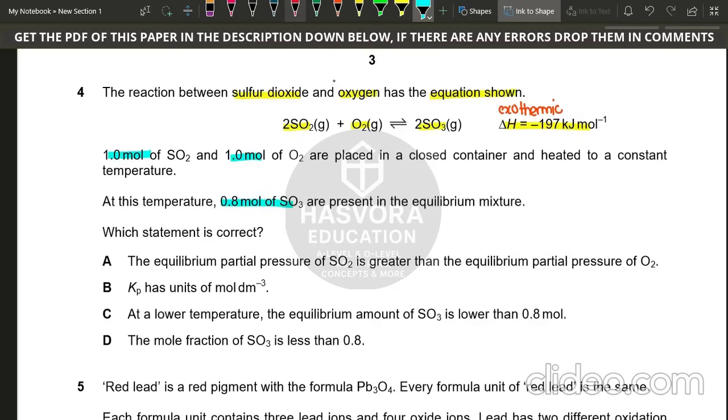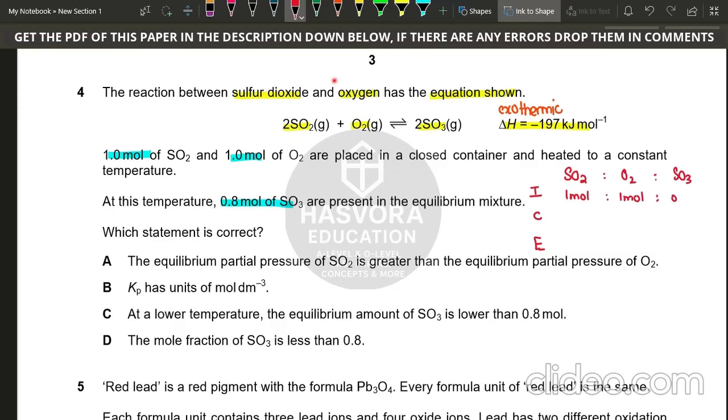So first of all, we have to write each of them. This is SO2, this is O2, and this is your SO3. Now what is the initial? Because we use the derivation which is ICE. I means the initial, C means the change that is occurring, and E means the equilibrium quantity, the quantity that is obtained at equilibrium. First of all, we have 1 mole of SO2 in the initial stage, and we also have 1 mole of O2, but we have 0 mole of SO3 because the reaction is just starting.